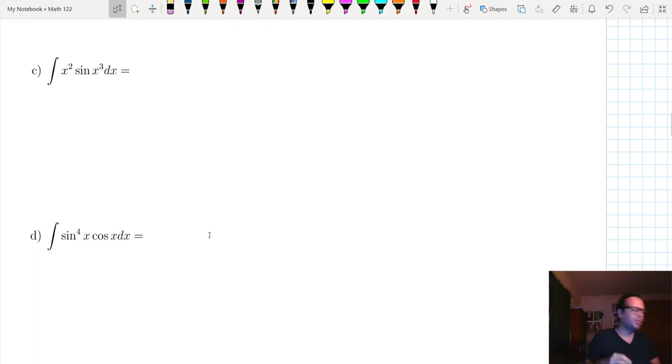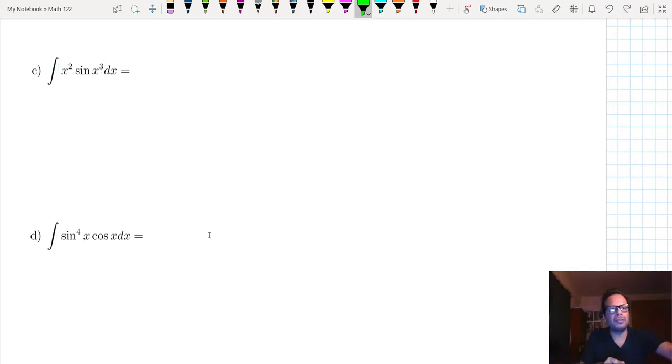So let's do letter C. For letter C, we have another integration of a sine function, right? So in this case, how do we choose the u and the du? Notice this is going to be u because this is one degree higher than what we have outside.